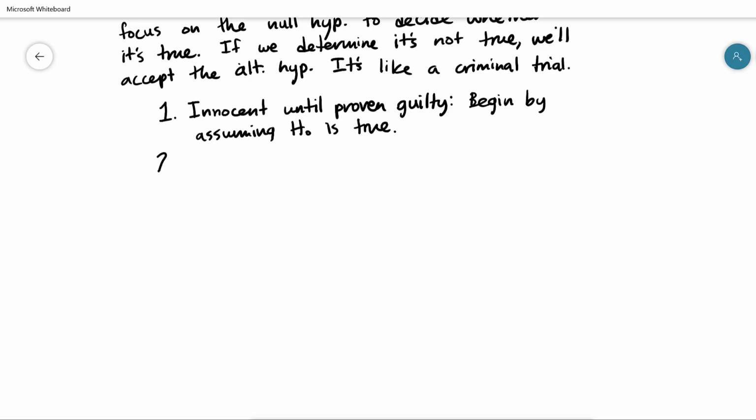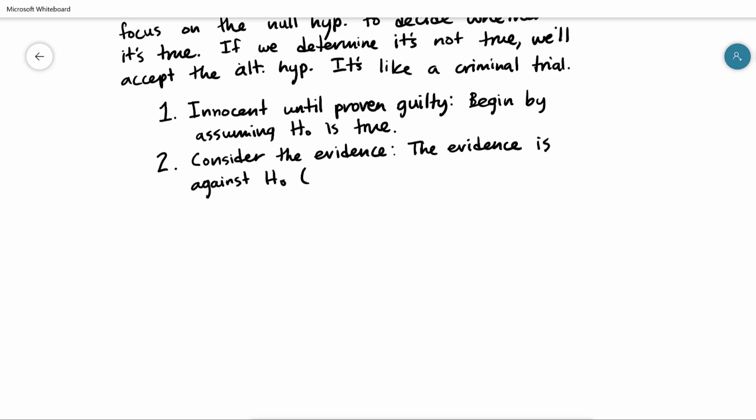And so that's going to be the second step. We're going to look at the evidence. The evidence is always going to suggest that H naught is not true. It's going to suggest that the person is guilty. Otherwise, this thing wouldn't have even gone to trial. So we're going to consider the evidence. The evidence is against H naught, and as we said before, it's always going to be the thing that supports the alternate hypothesis, which is essentially saying guilty.